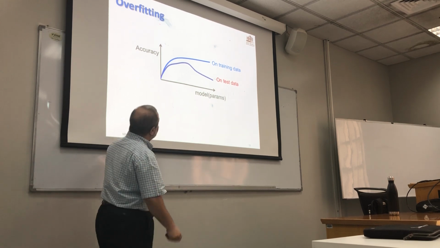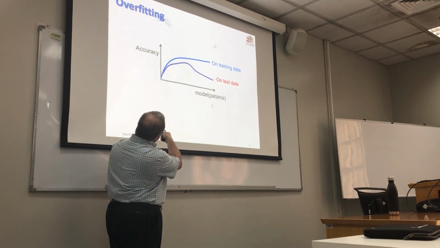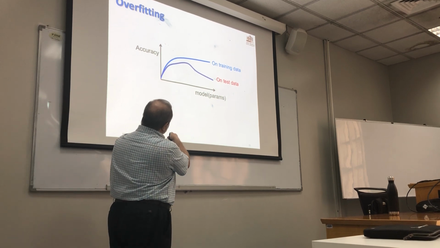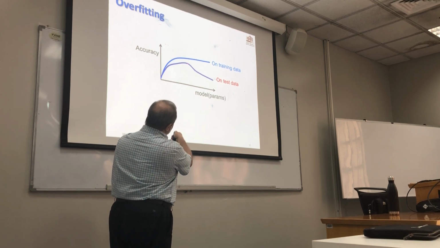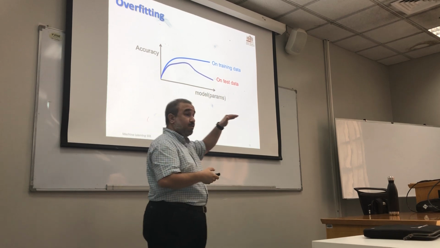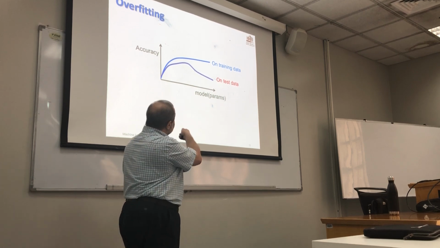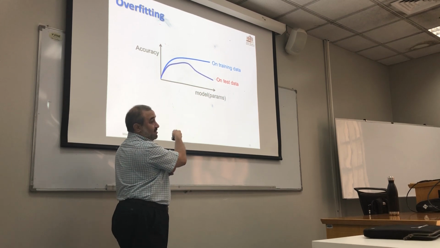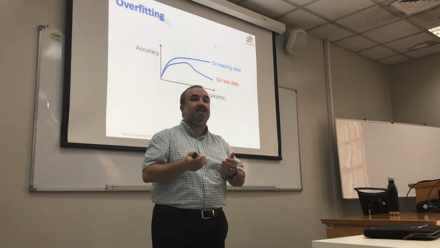accuracy. So we see that with some values of the model parameters, we are getting better in terms of training and testing. The accuracy of the model is getting higher, and the accuracy on the testing data is also getting higher, until we reach a point after which the performance on training data will continue to increase, but the performance on test data will decrease. So what's happening here? Overfitting. We overfit the training data, but now the model is not able to generalize to test data.